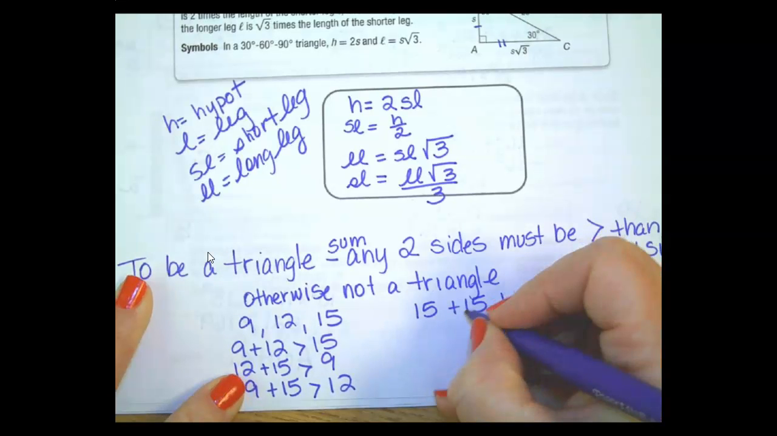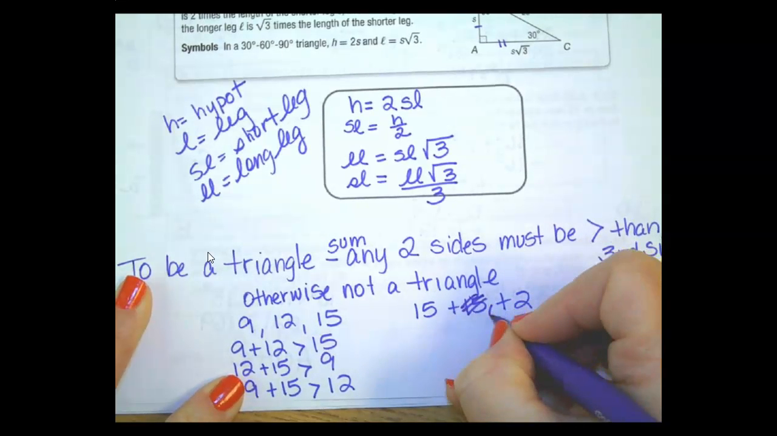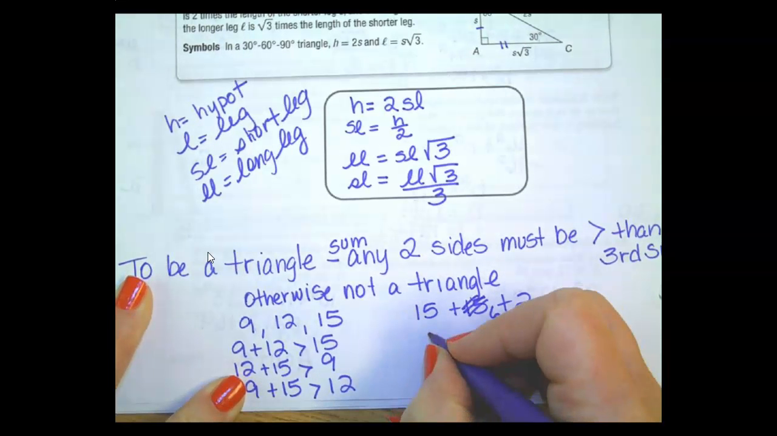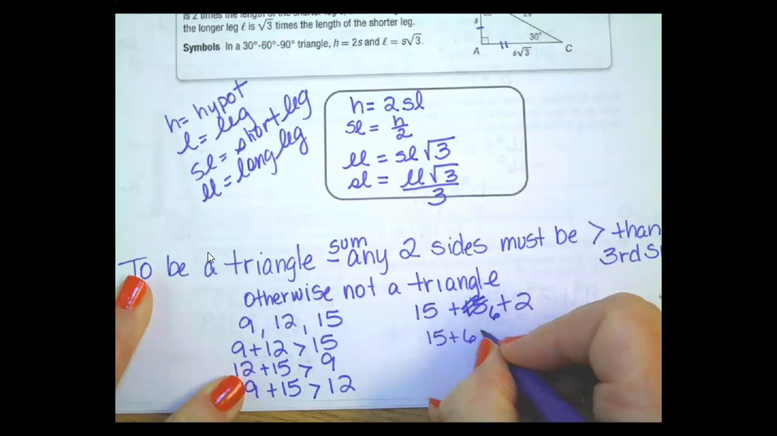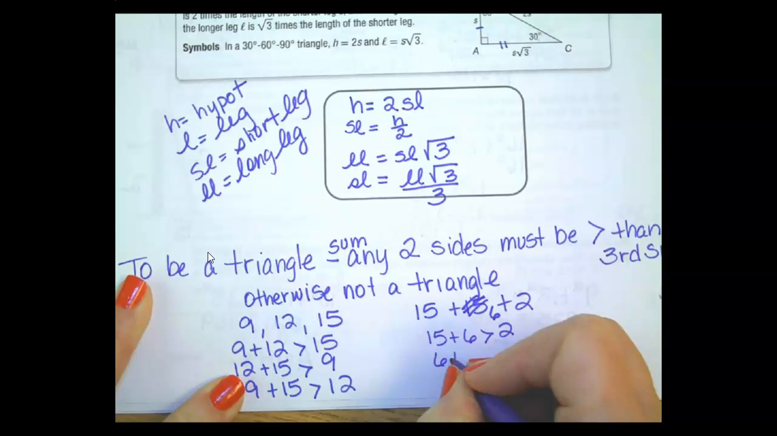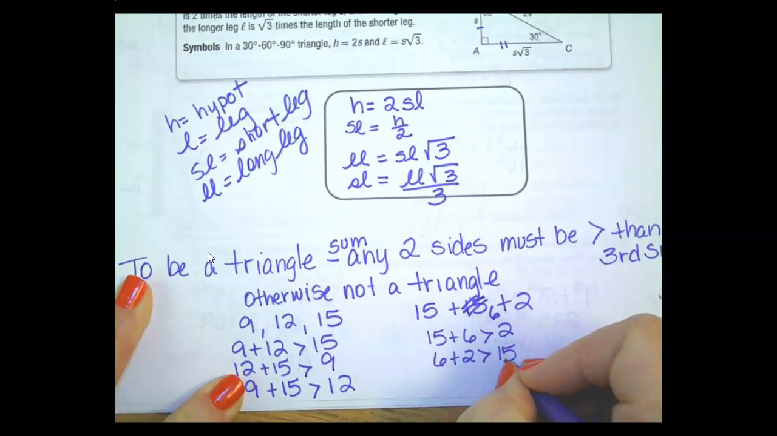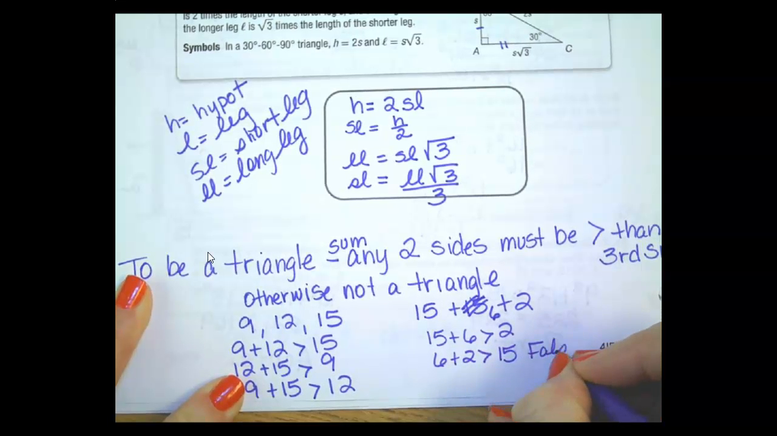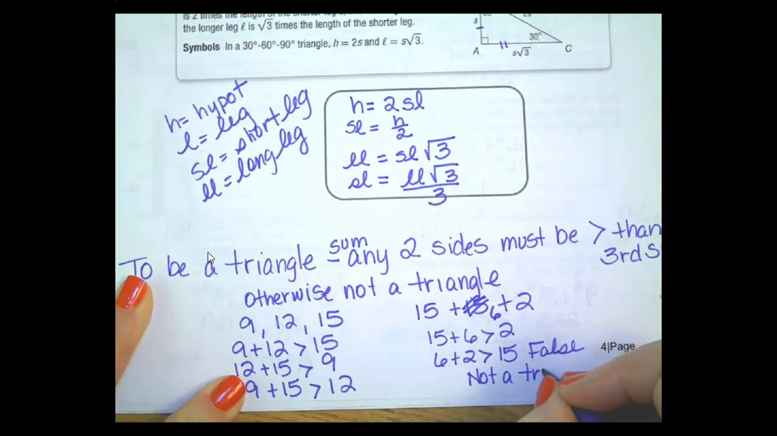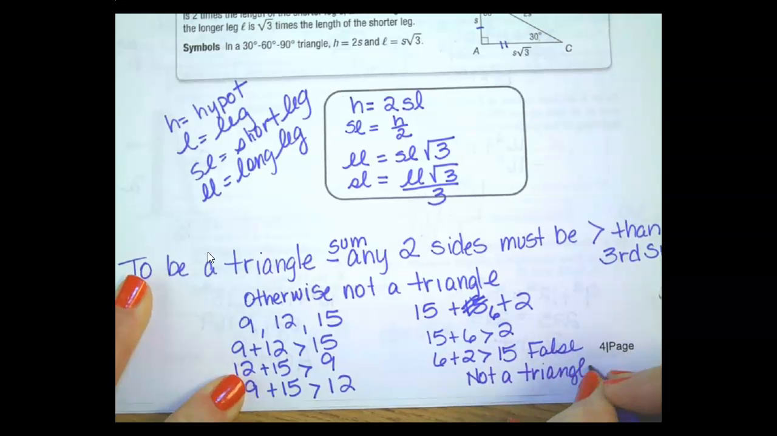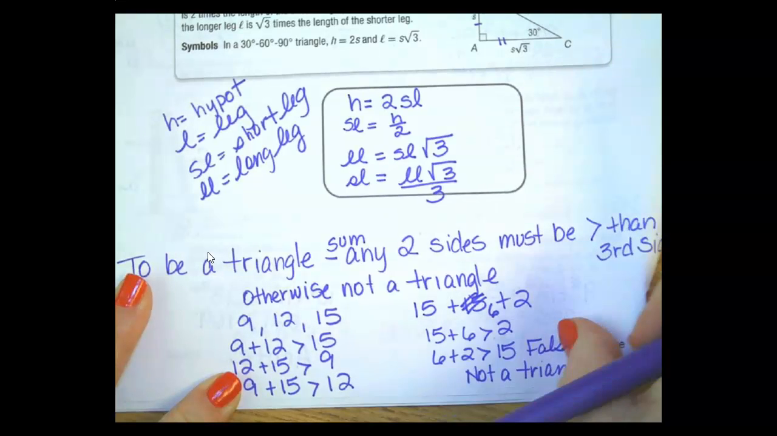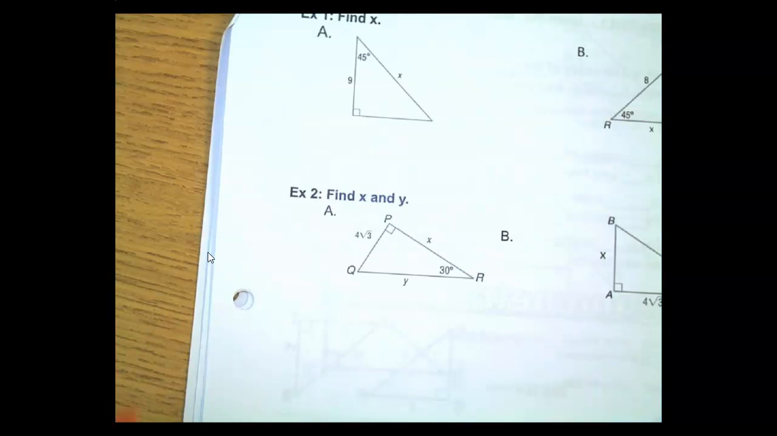So if I had 15, let's make this 6. So if I said 15 plus 6 is greater than 2, true. If I said 6 plus 2 is greater than 15, that's false. So therefore, not a triangle. All right. Just FYI. Kind of hard to remember all this.